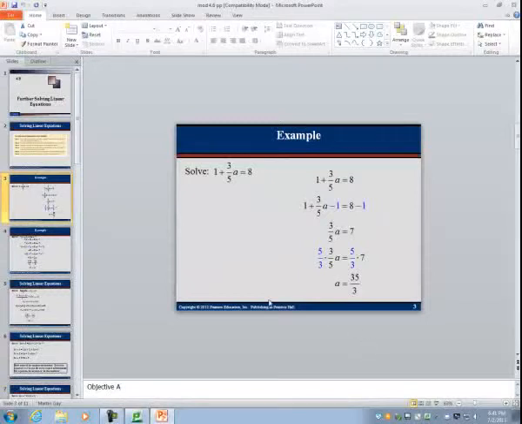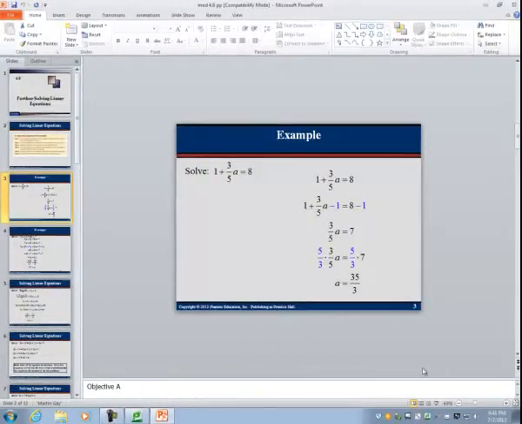So if we have something like this, 1 plus 3 over 5a equals 8, you want to try to move that 1 over first. So we apply minus 1 to both sides. And now you could either multiply the reciprocal like they did here, or you could multiply out the denominator, multiply both sides times 5, and then divide by 3. You get 35 over 3.